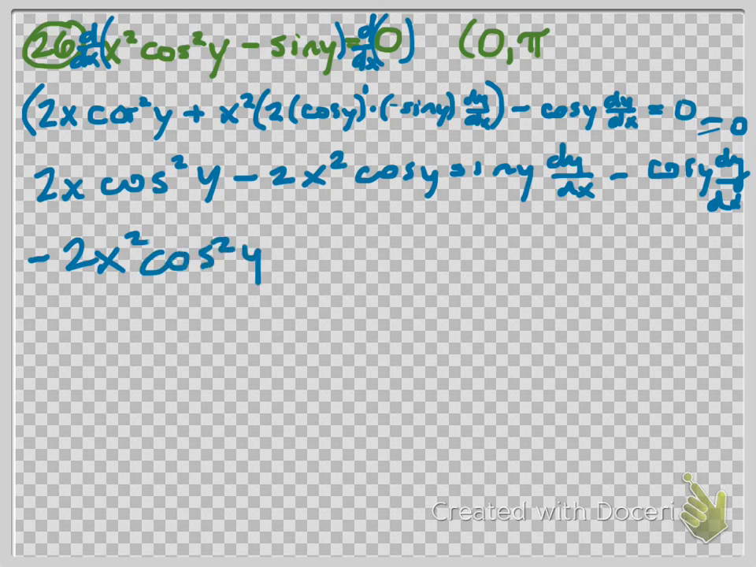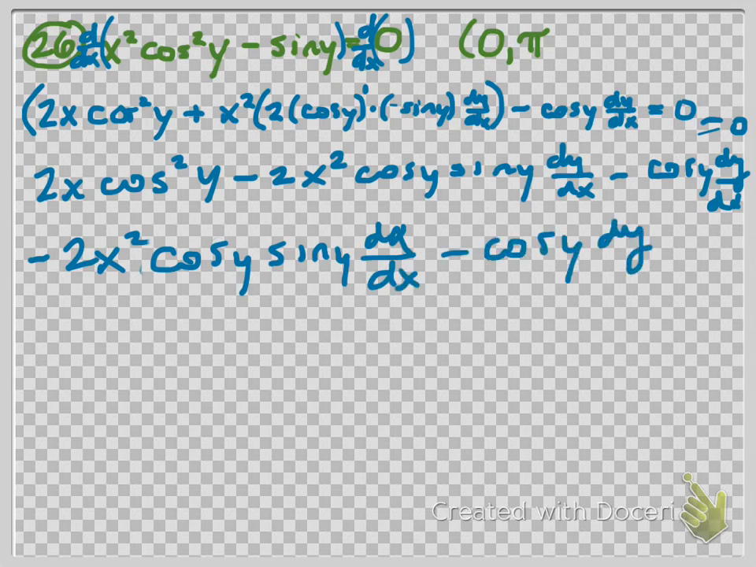So there's my first term. No, I'm not even supposed to write that. That's the wrong term. Cosine y, sine y, dy/dx, minus cosine y, dy/dx, equals, dang it, I still don't have room. And that should be 2x squared cosine, not x squared, cosine squared y. Yeah, because we subtracted it.